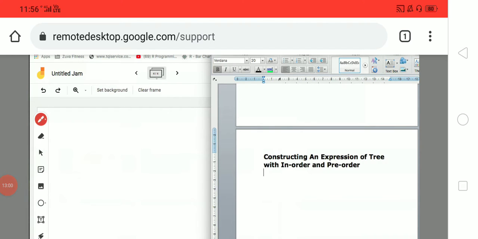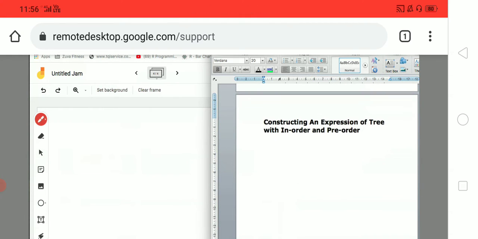Now another topic is constructing an expression tree with inorder and preorder. We can construct a binary tree with inorder and preorder, and with inorder and postorder also. In this section let us discuss how to construct an expression tree with inorder and preorder. We already know what inorder and preorder are. We already discussed this topic in previous videos.